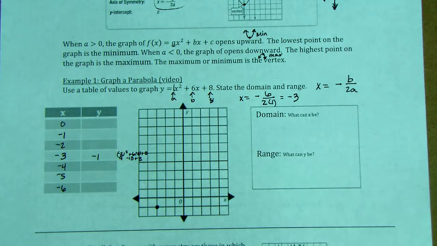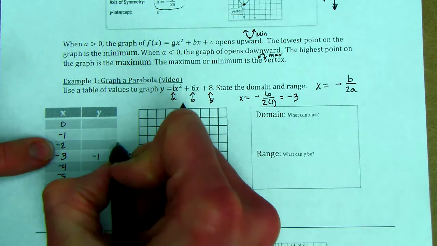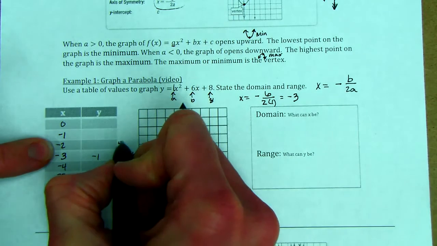All right, now let's put negative 2 in there. We'll square negative 2, I get 4. Negative 2 times 6, I get negative 12. And then plus 8, if I simplify that, I get 0.